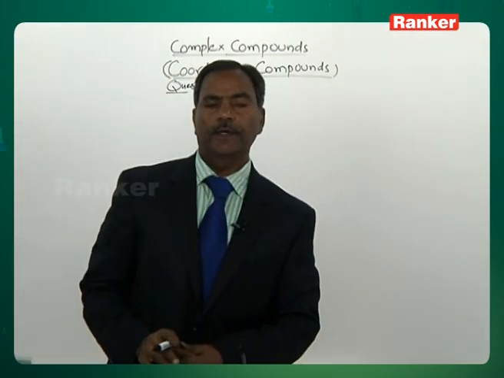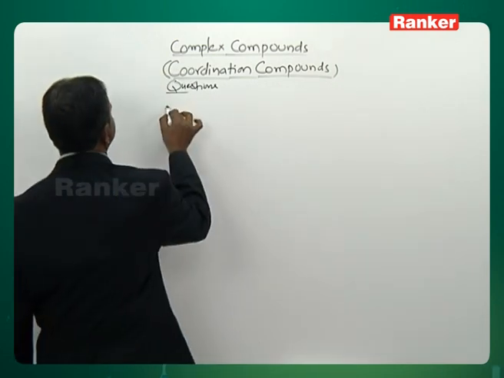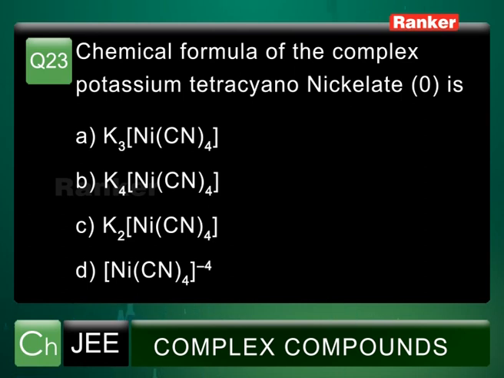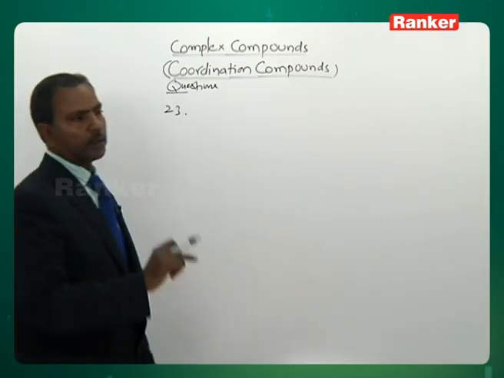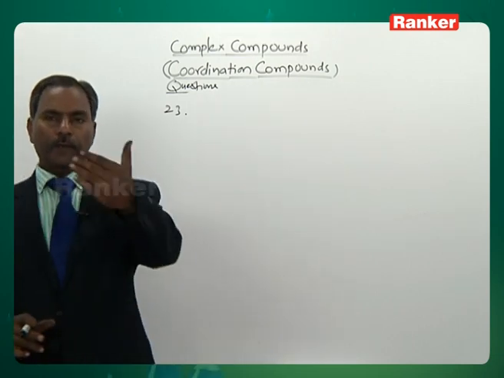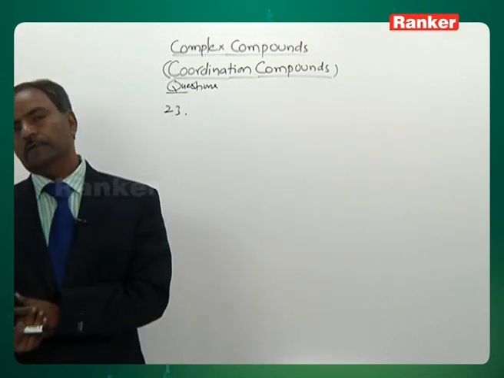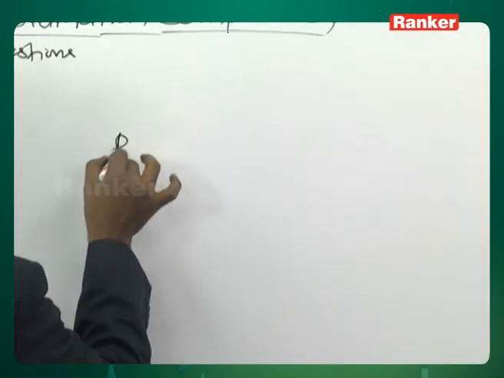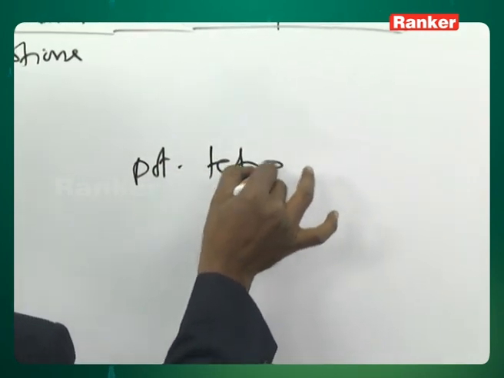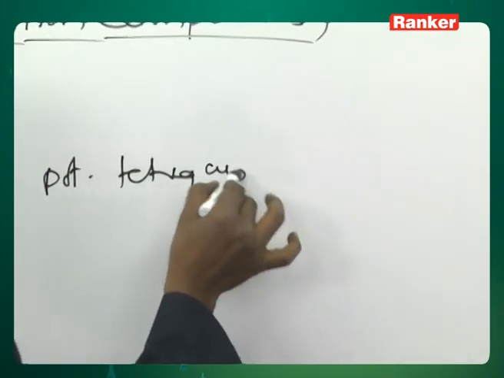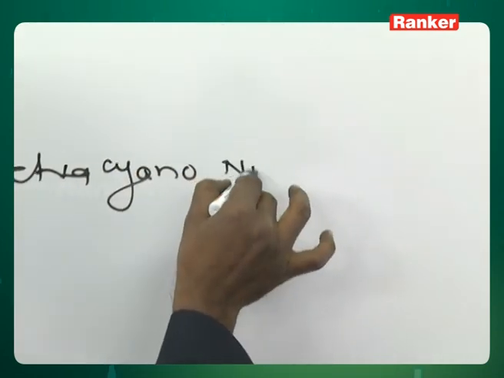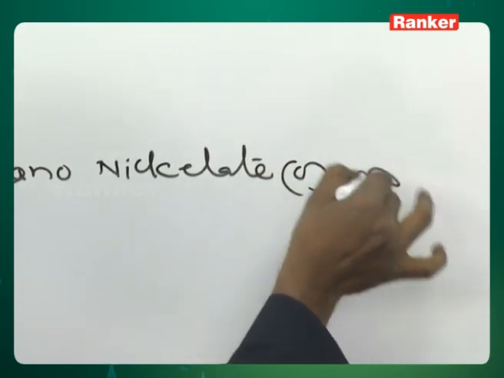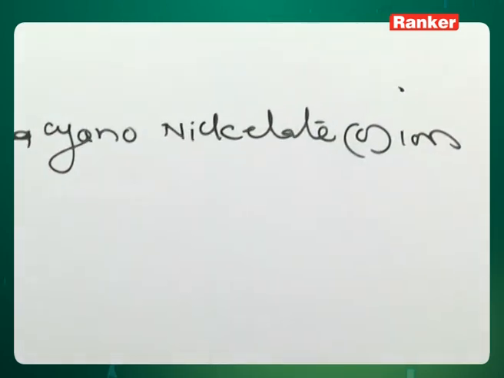Next, coming to question number 23. Chemical formula of the complex potassium tetracyanonickelate 0. He is giving the name of the complex. From the name of the complex, you have to make the formula of the complex. What is the name he has given? Potassium tetracyanonickelate 0 ion.